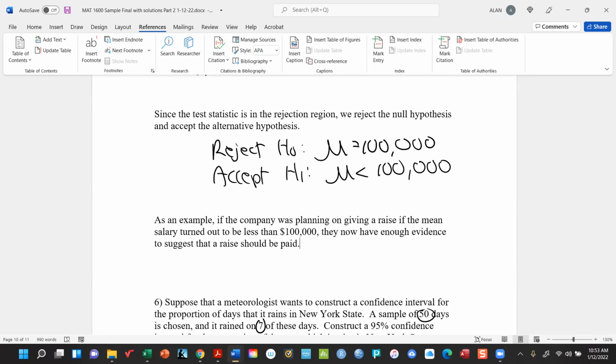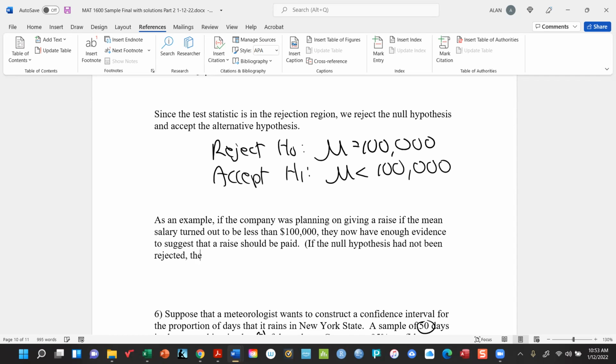Okay, so notice if we were unable to reject the null, I'll put that in parentheses, if the null had not been rejected, then no raises would have been given out. Okay, so that's how it works. But if you notice, it's a very conservative test because it's hard to reject the null. So that when it is rejected, that means we are quite sure that we've done the right thing. Okay, that's why it's set up this way. So this way, they're not going to just hand out a bunch of raises unless there's a clear need for it.